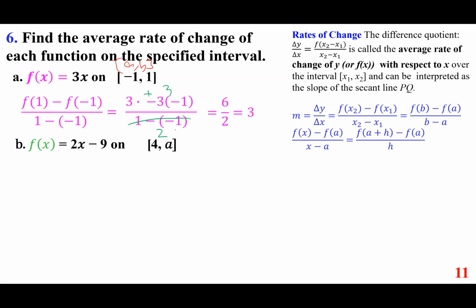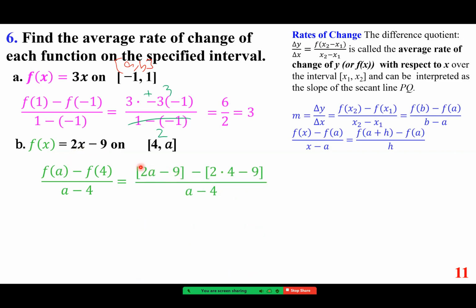We want to find the same thing but this time from 4 to a for a different function. If f of x is 2x minus 9, we want to go from 4 to a, which means we want f of a minus f of 4 over a minus 4. So first, let's understand the definition, everybody. What is f of a? 2a minus 9. What is f of 4? 2 times 4 minus 9. So f of a is 2a minus 9, f of 4 is 2 times 4 minus 9. And the bottom is simply a minus 4.